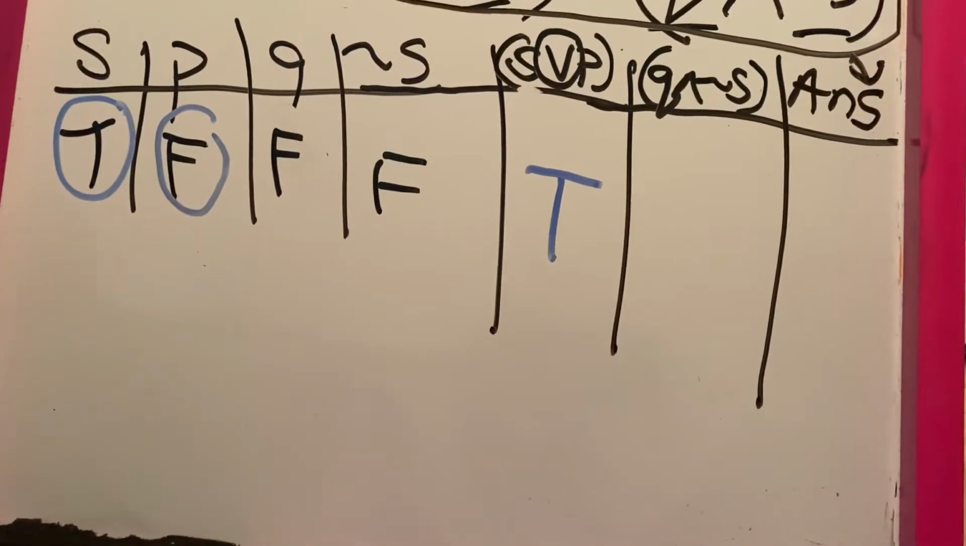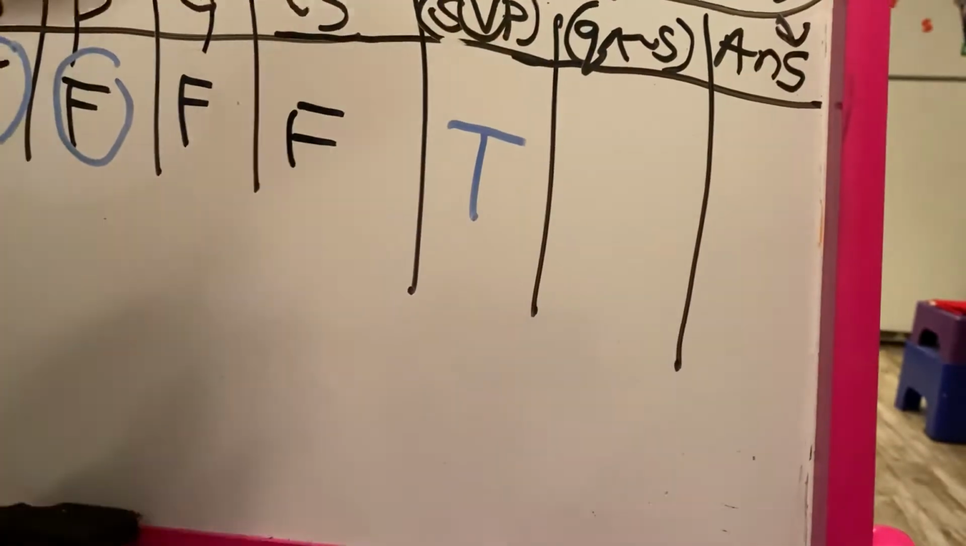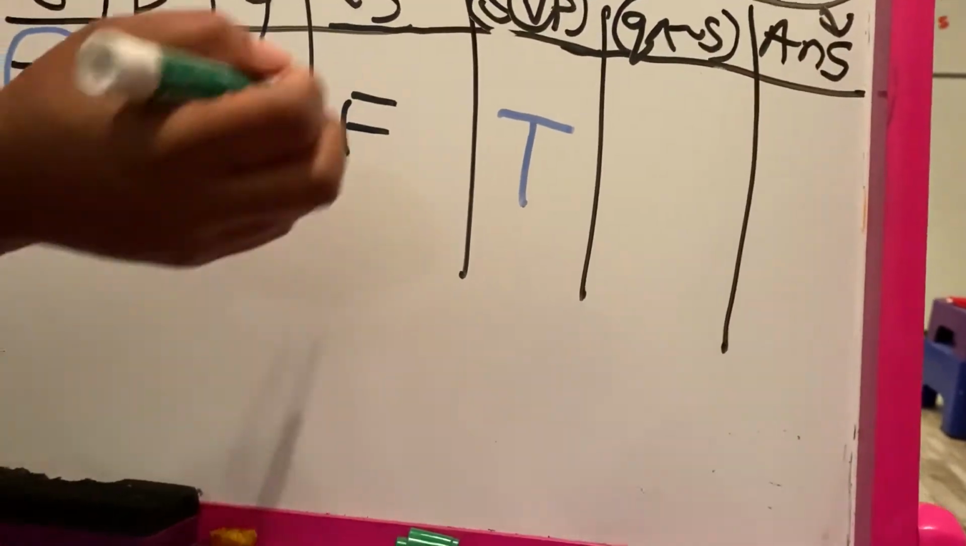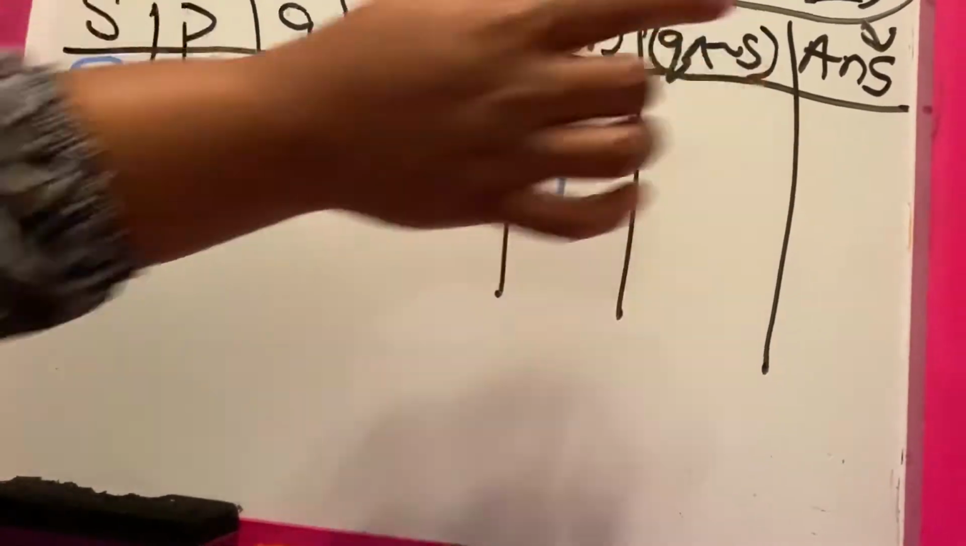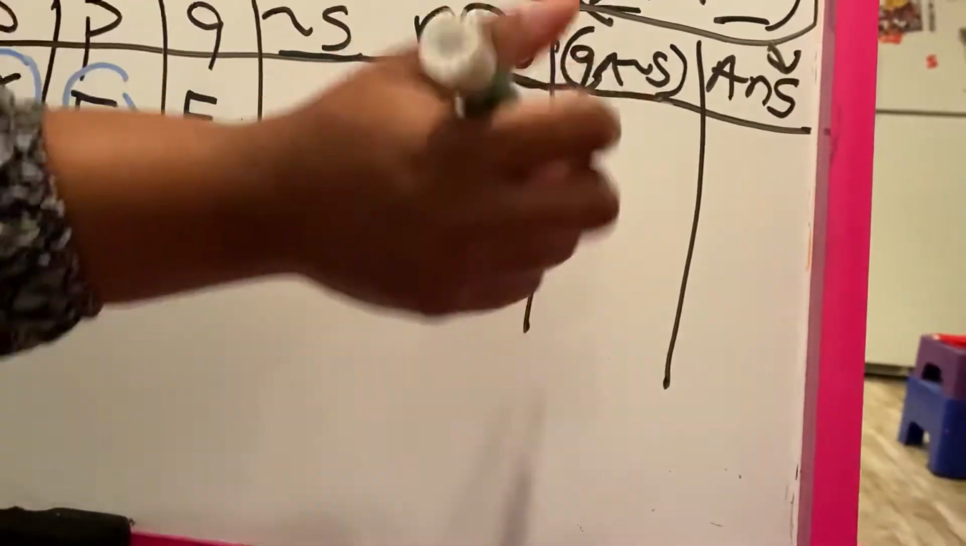Okay? Now, whenever I have an AND statement, that means both of these need to be true. Therefore, if I look at Q and I look at not S, they're both false. Therefore, this whole statement is false.